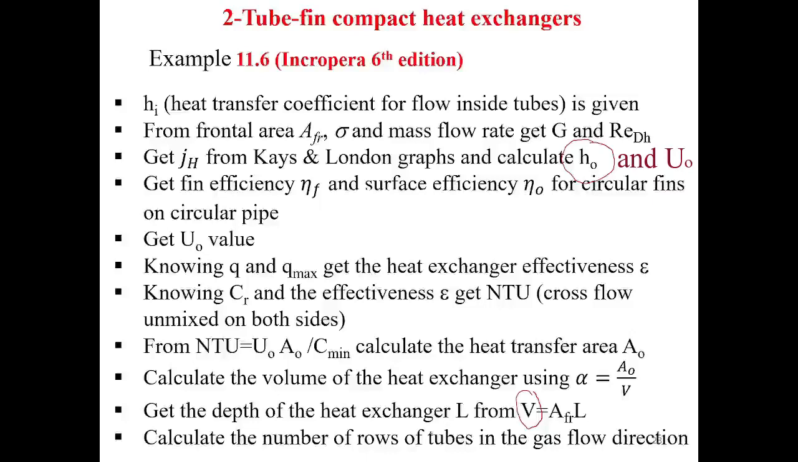In the book of Incropera, the 6th edition, additionally the number of rows in the direction of the gas has been calculated. Of course, this can be done since if L of the heat exchanger is known, then the number of rows can be found using NL equals the length of the heat exchanger in the direction of the flow minus the diameter of the fin, divided by the distance SL, which is the center to center distance between the tubes, plus one.